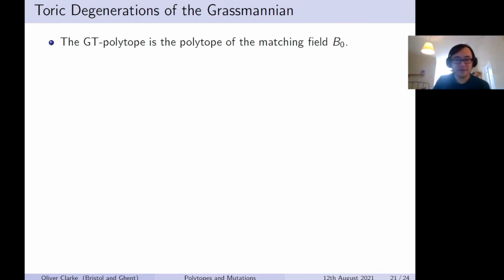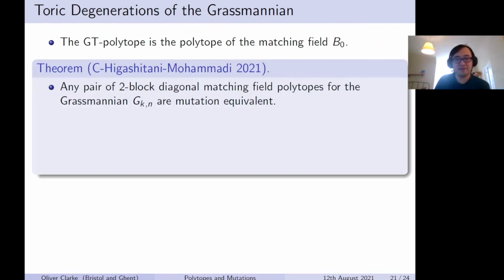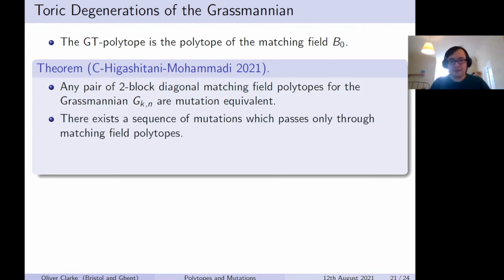Okay, so the results that we have are connecting these families of matching fields that I showed. The first thing we've done is to show that for any two block diagonal matching fields, their polytopes are mutation equivalent. So we can find a sequence of mutations that take you between them, and we give an explicit construction of this.